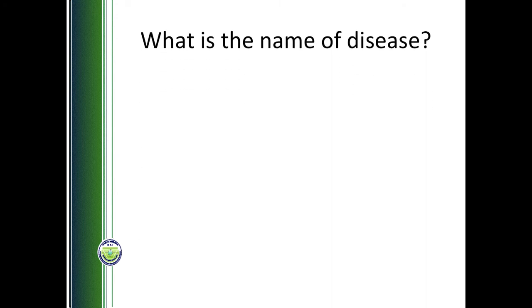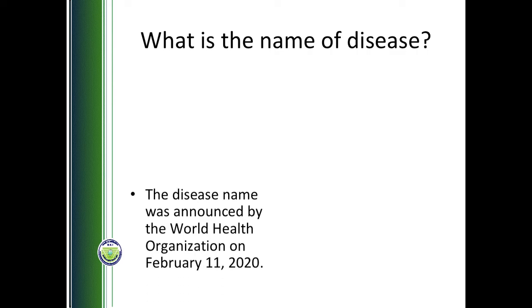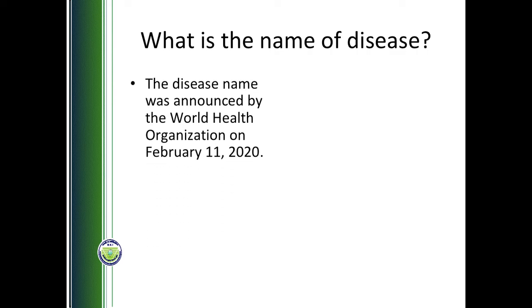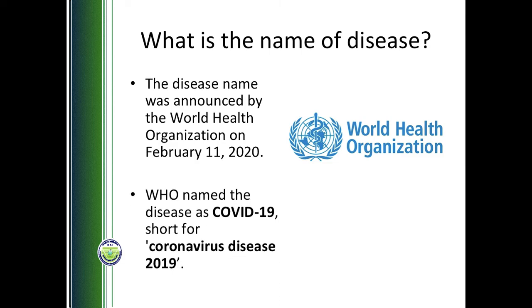Okay, what is the name of the disease caused by the SARS coronavirus 2? On February 11, 2020, the World Health Organization declared the name of the disease. The name of the disease is coronavirus disease 2019, short-formed as COVID-19. So when we say COVID-19, it's not the virus, as the CDC wrongly reported. When we say COVID-19, it's just a disease. The virus is SARS coronavirus 2.